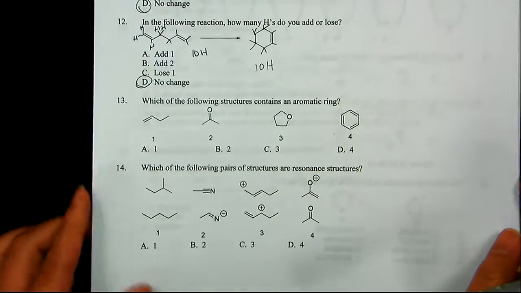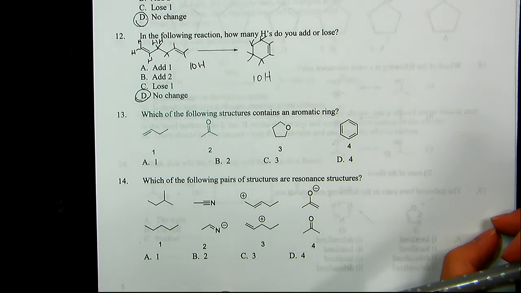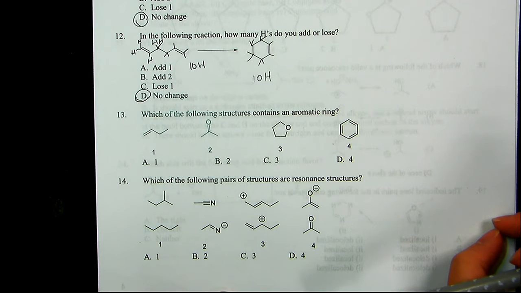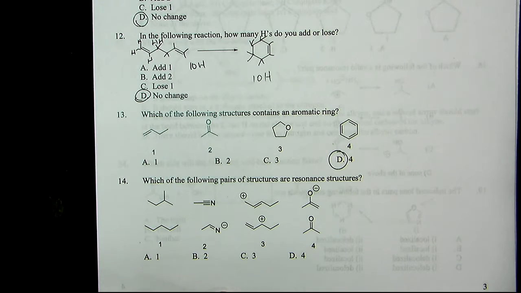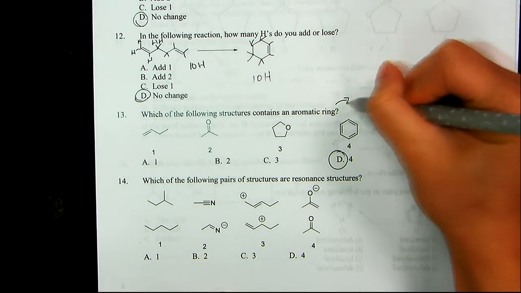Alright, moving on. Number 13, which of the following structures contain an aromatic ring? Aromatic rings have conjugated pi bonds, so the one that would be possible is C, so that's the benzene ring. So an aromatic ring has conjugated pi bonds.